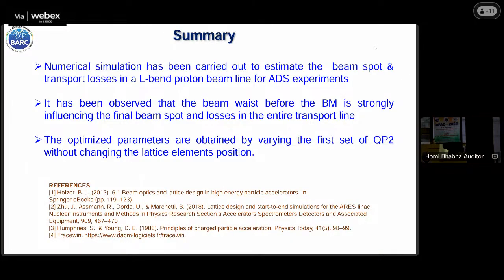Numerical simulation has been carried out to estimate the beam spot and transport losses in the L-band proton beam line for ADS experiments. It has been observed that the beam waist before the bending magnet strongly influences the final beam spot and losses in the entire transport line. The optimized parameters are obtained by varying the first set of quadrupoles without changing any lattice element's position.